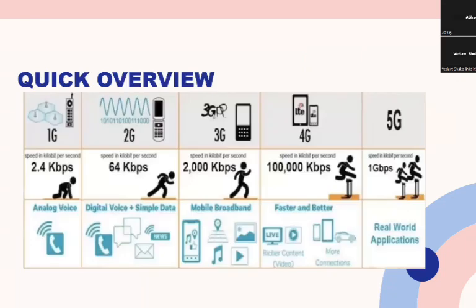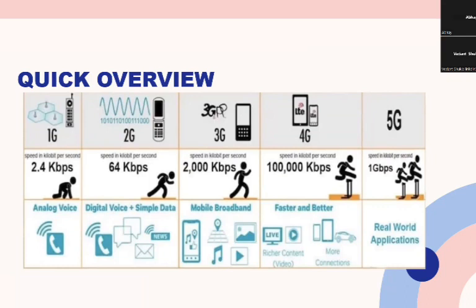And then to talk about the previous generations, this is an image that gives you a quick overview of all those four generations. In the first generation, there was only analog voice. You could only connect with people through a voice call, and that too was analog. And in the second generation, there was a digital voice connection using digital signals, and you could also SMS one another.